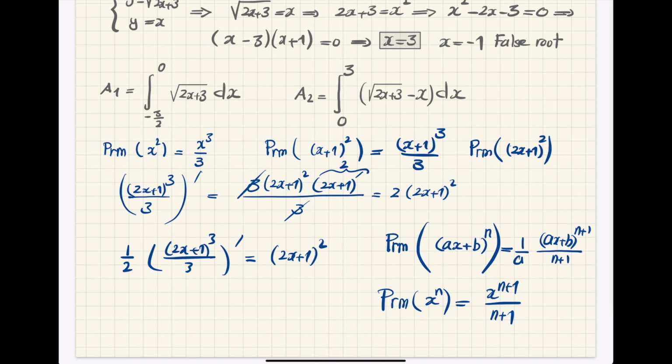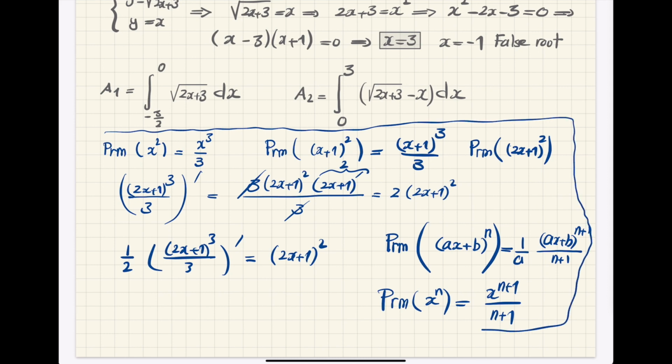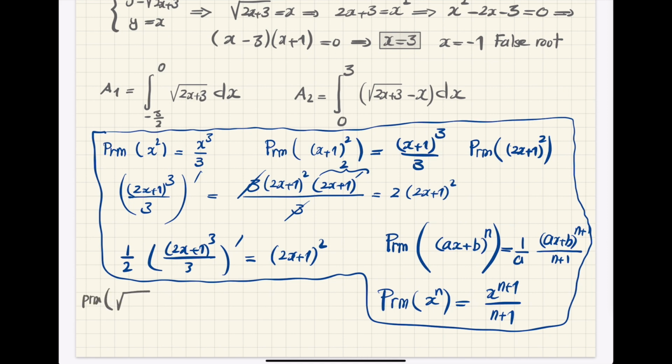Because I can write this in this form, 2x plus 3. So now let me go back to the previous color. This is part of the problem. Okay, so let me just put them in a box for future. Okay, but now let me go back to the problem. So my goal is to find a primitive function for the square root of 2x plus 3. Of course, the first thing that you have to do is, as before, write it as (2x plus 3) to the power 1/2.